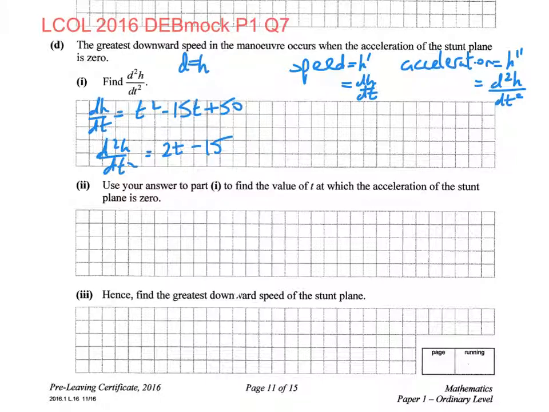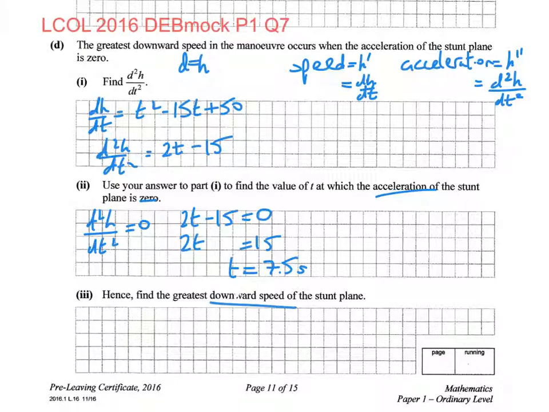Then it's asking for t when the acceleration is 0. So all we want to do is say to ourselves d2h by dt squared is 0. When is that 0? When 2t minus 15 is equal to 0. And it doesn't take long to work out that we have a time of 7.5 seconds. And the greatest downward speed of the stunt plane occurs at that moment in time.